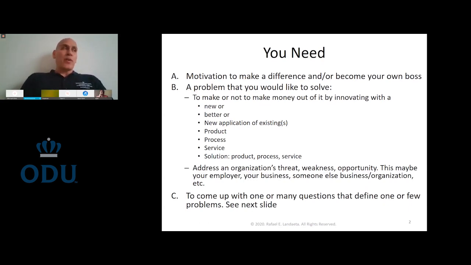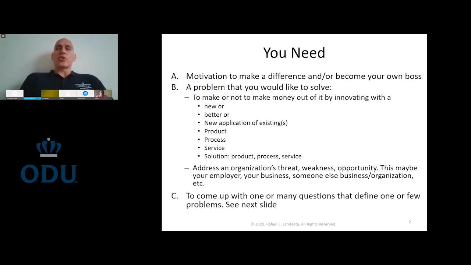So in point B, what I'm saying is that I would like you to have a problem that you would like to address. And that could be something that can lead into a new system, and we're going to talk about what a new system is, or a new process, a new product, or a full new solution.